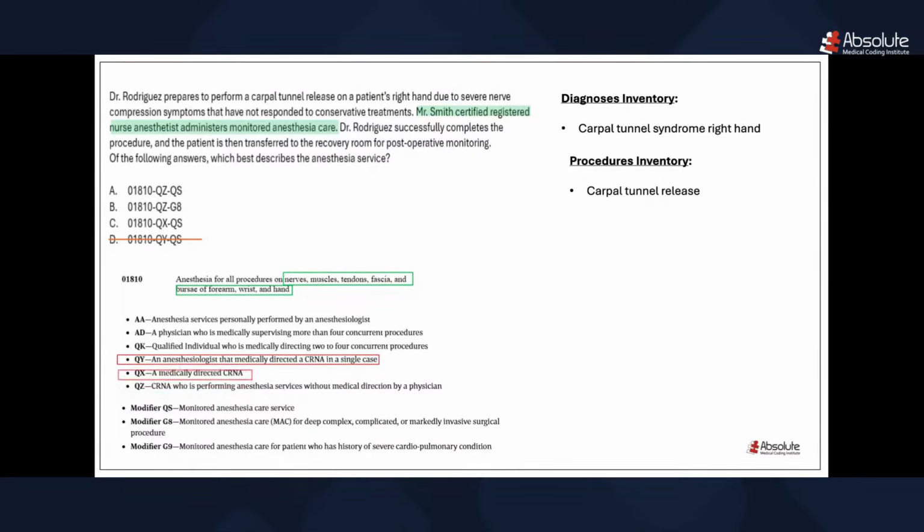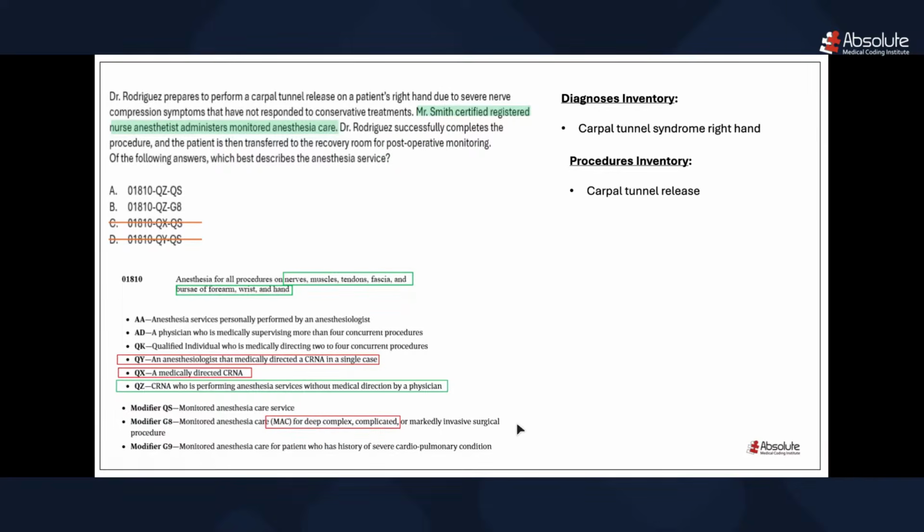Now option C is coding for a medically directed CRNA. This is also incorrect. Yes, this also has to go. Fantastic answers. Great job, coders. I'm just looking at the chat at the same time. Beautiful job. And now we are left with option A and option B. Both are coding for the QZ modifier, that is for a CRNA who is performing anesthesia service without medical direction by a physician. So that's exactly what happened here. So that is a good one.